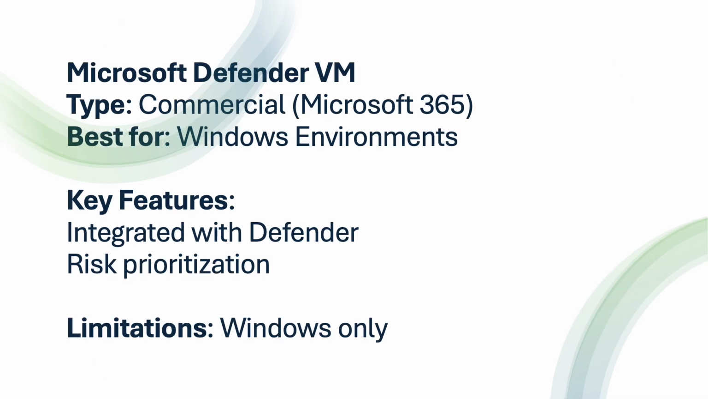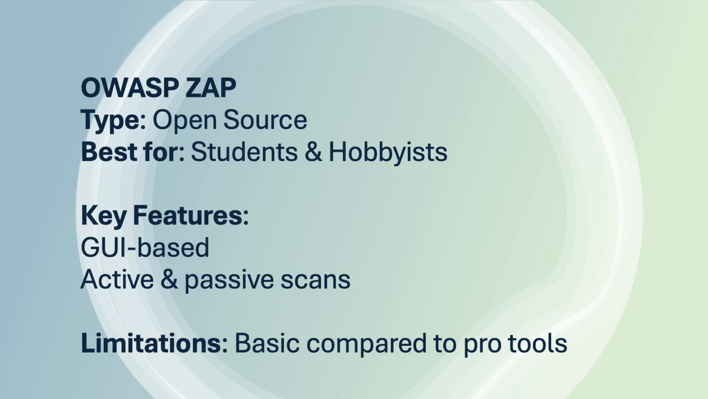Tool number 7 is for the Windows folks, Microsoft Defender Vulnerability Management. If you are using Microsoft 365 and Defender, this tool helps you find and fix vulnerabilities right inside the ecosystem. And finally, we have OWASP ZAP, short for Zed Attack Proxy. It's an open source tool great for beginners learning how to scan web apps for vulnerabilities. It comes with a friendly UI and supports passive and active scanning. Perfect if you're just starting out.